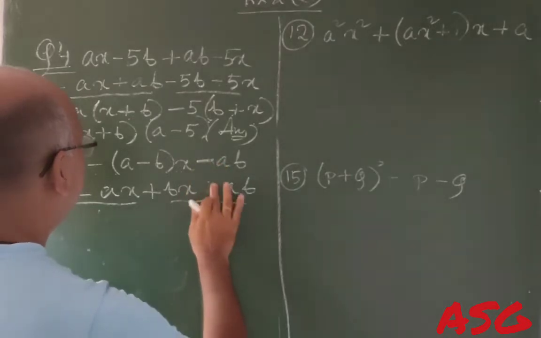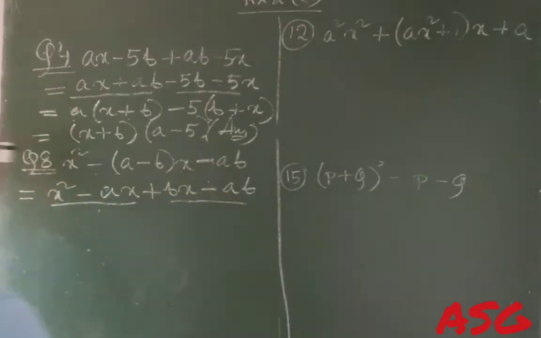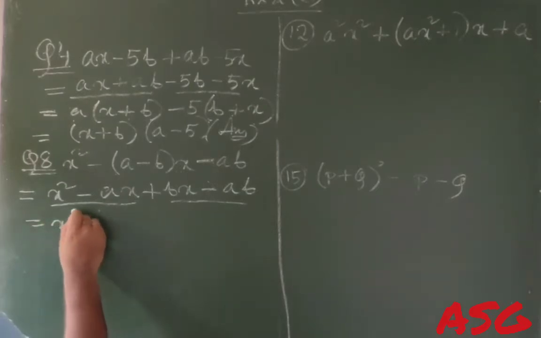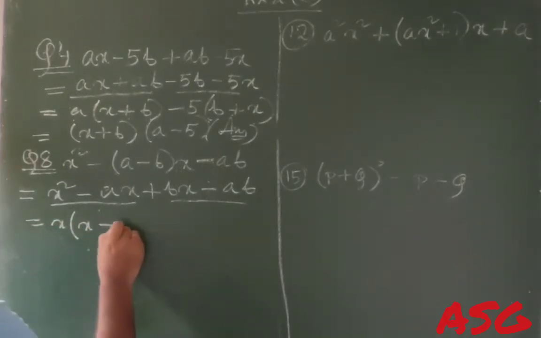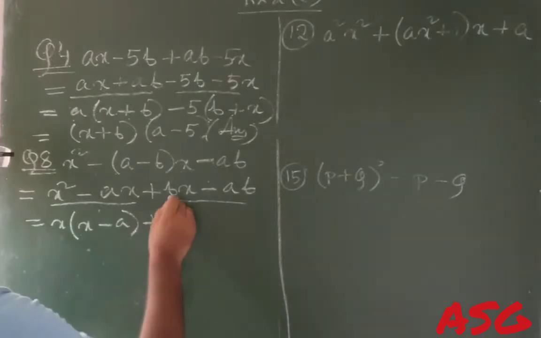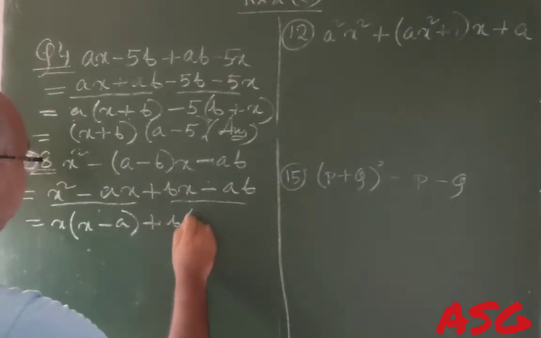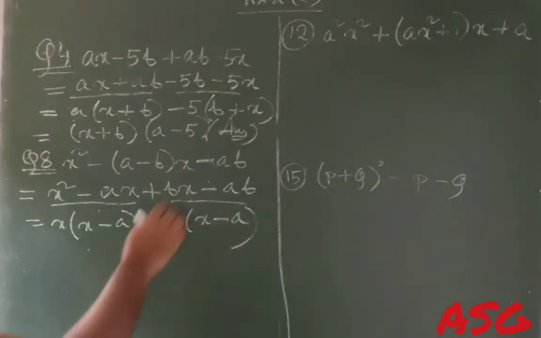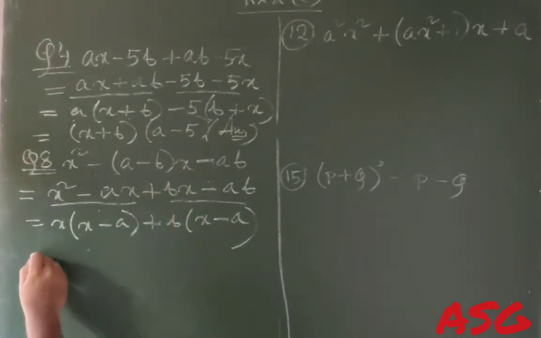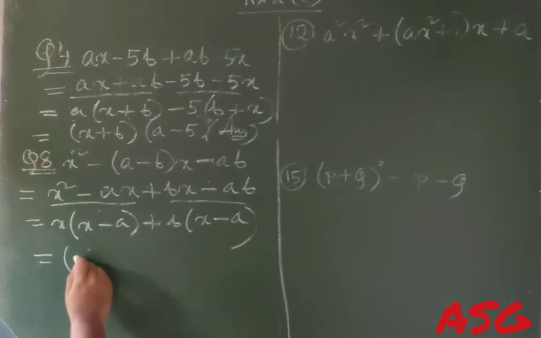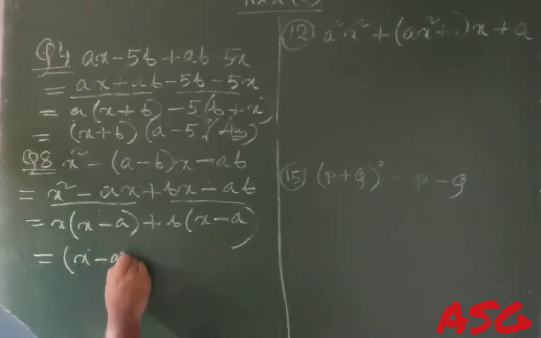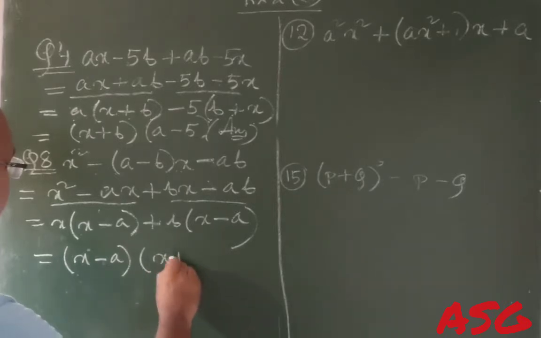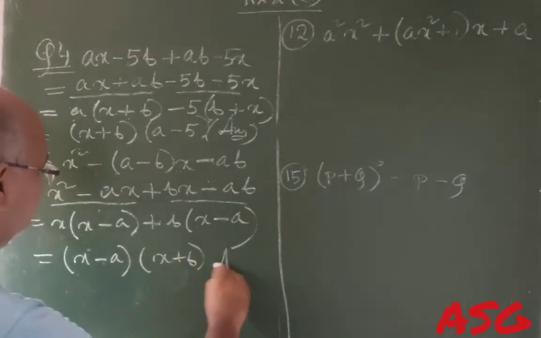Your question here has a mistake. It should be minus ab. Now what is common here? Common is your x. So what is left out is x minus a, plus what is common here, b. What is left out is x minus a. So what is common from inside is x minus a, and what remains is x plus b. This is your answer.